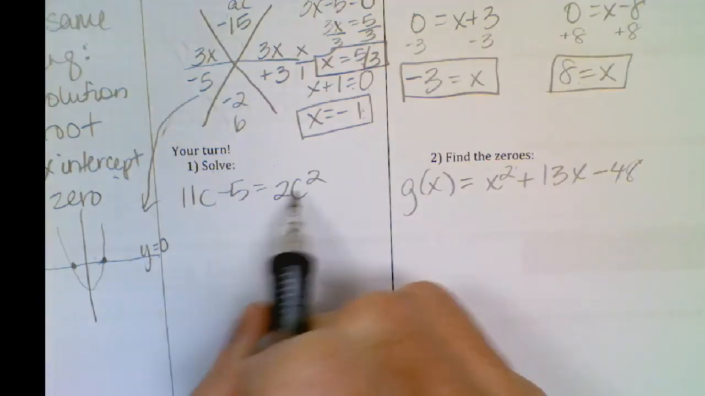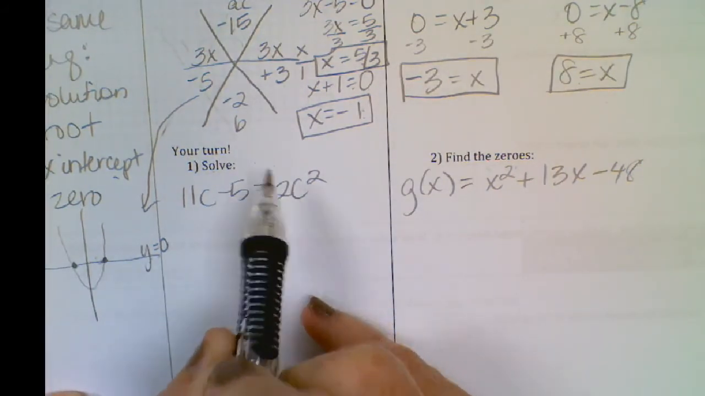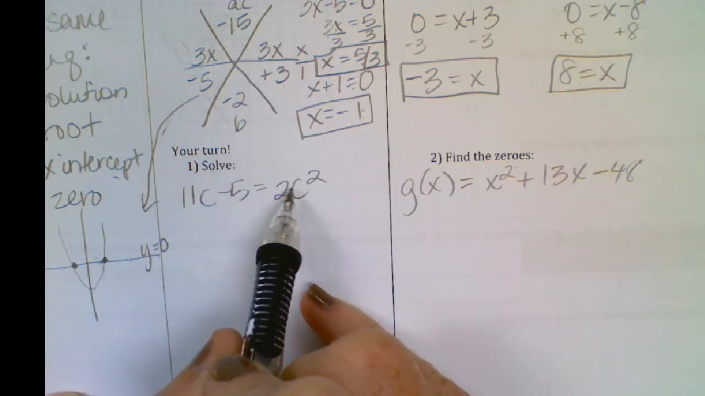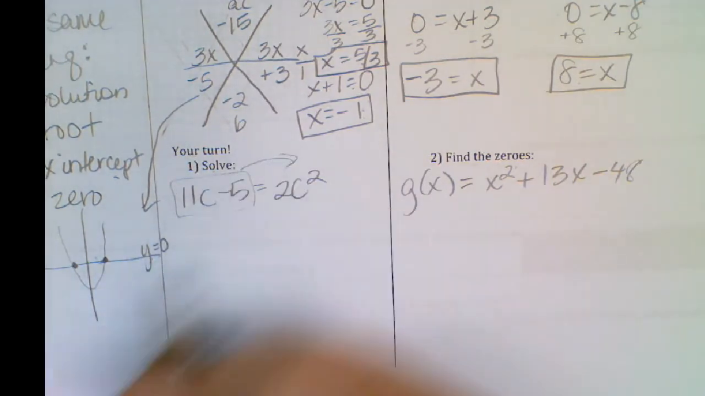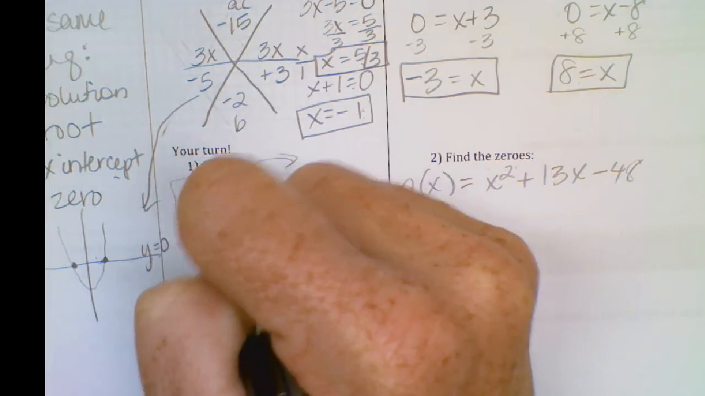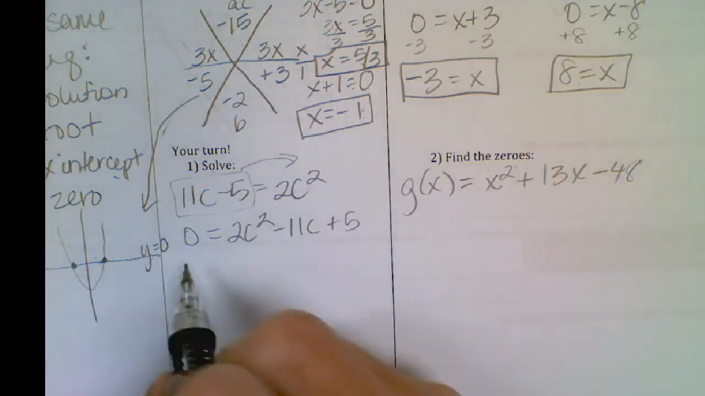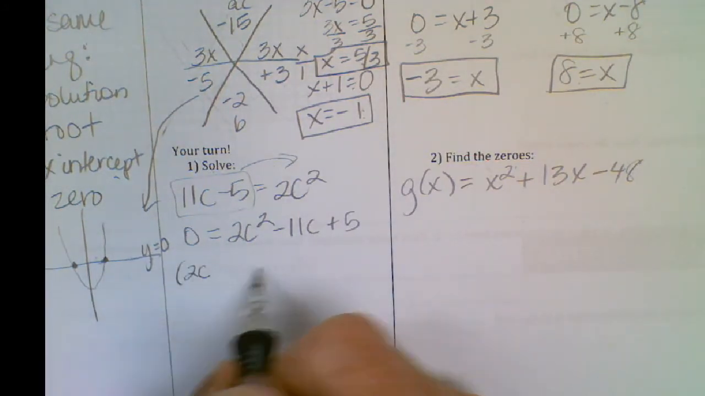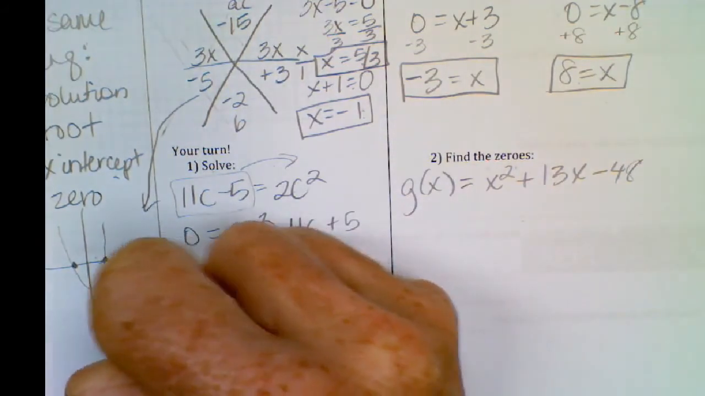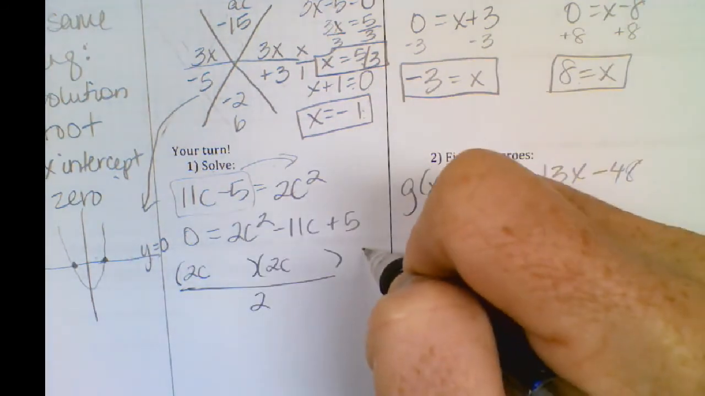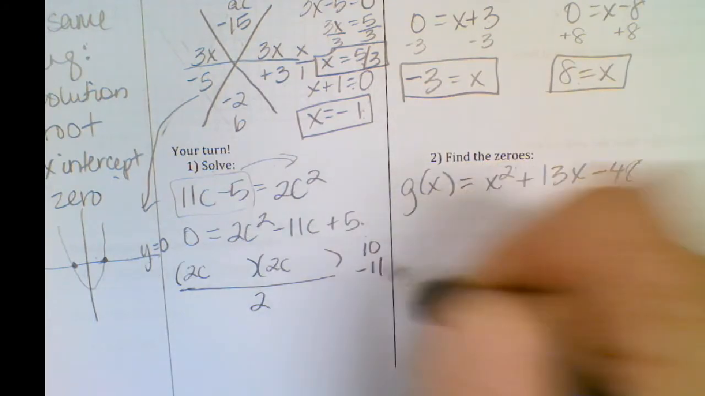Okay, I'm going to move everything to the right side because my c squared is already positive over here. It doesn't matter what I move, so I'm going to move what will keep that positive. When I move these to the other side, both signs switch. So 0 would equal 2c squared minus 11c plus 5. So I've got 2c and 2c, and then I have a 2 on the bottom. I need 2 numbers that multiply to 2 times 5 is 10, that add up to -11.